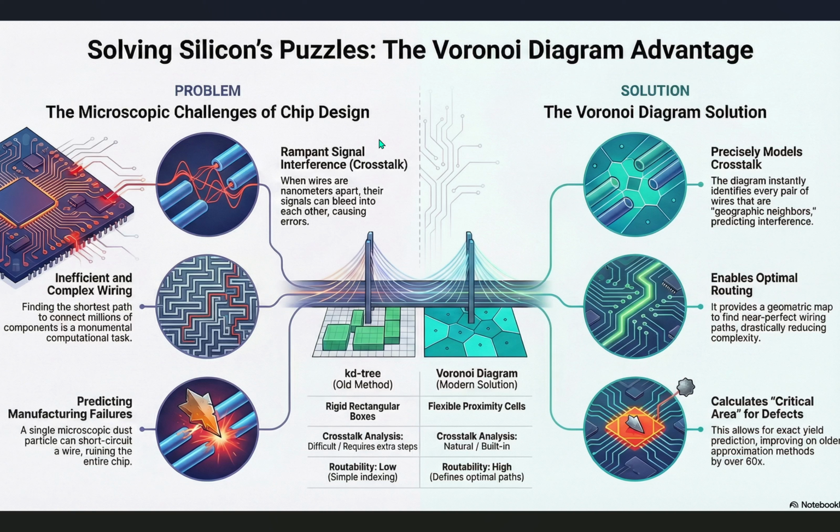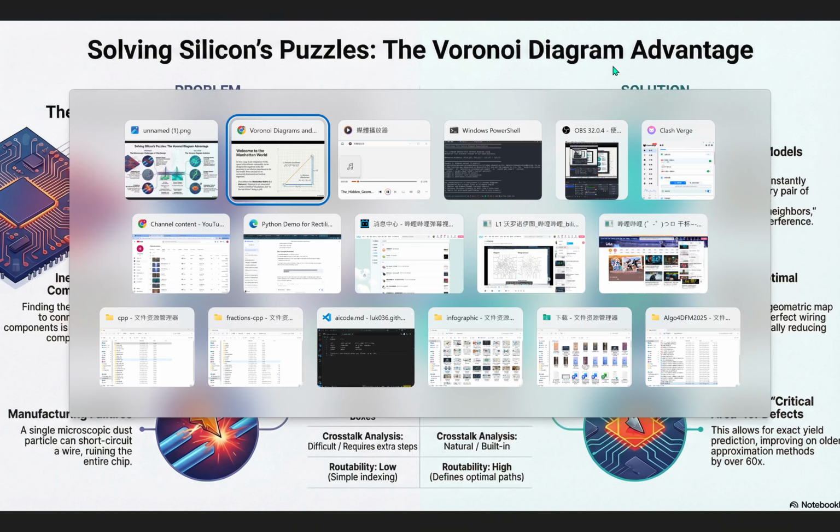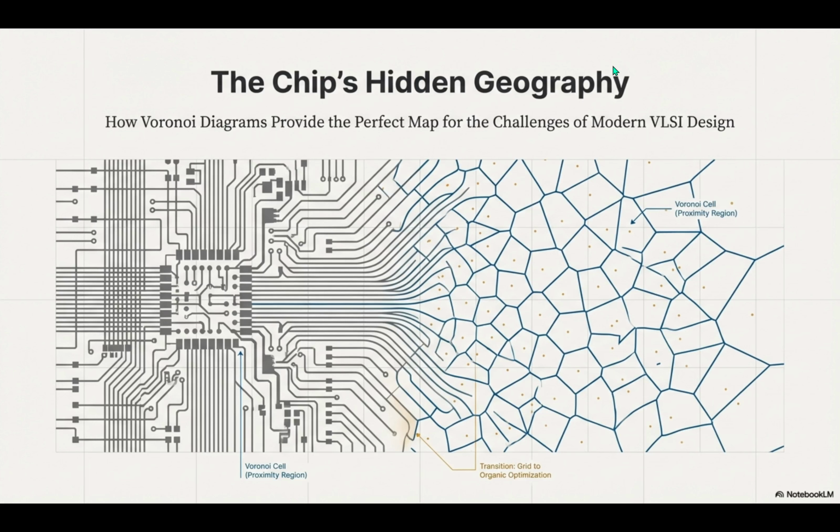So how? The answer comes from, well, a surprisingly elegant geometric tool. It's called the Voronoi diagram. A map. Essentially, yeah, it's a map of influence, a map of nearness, and it turns those impossible computational problems into efficient geometric ones. So our mission for this deep dive is to explore that hidden geography of the microchip. We want to understand how mapping nearness lets engineers build the faster, smaller, and more reliable systems we depend on.